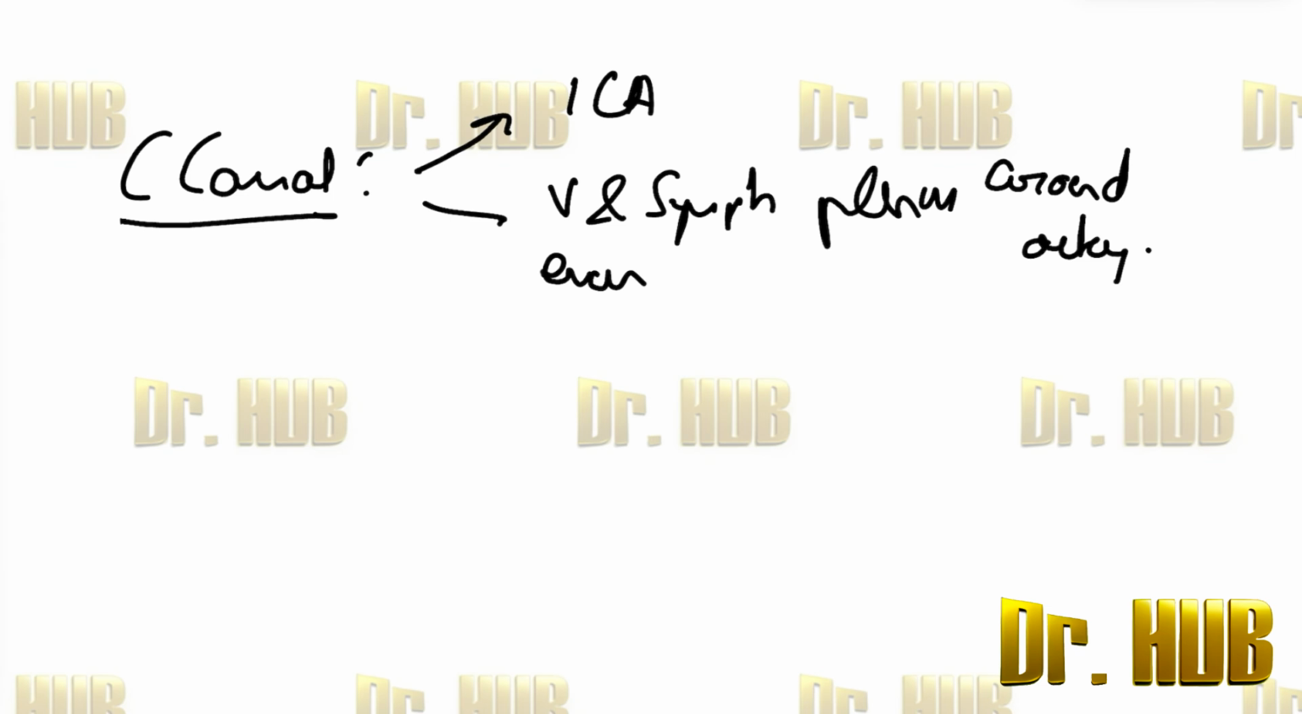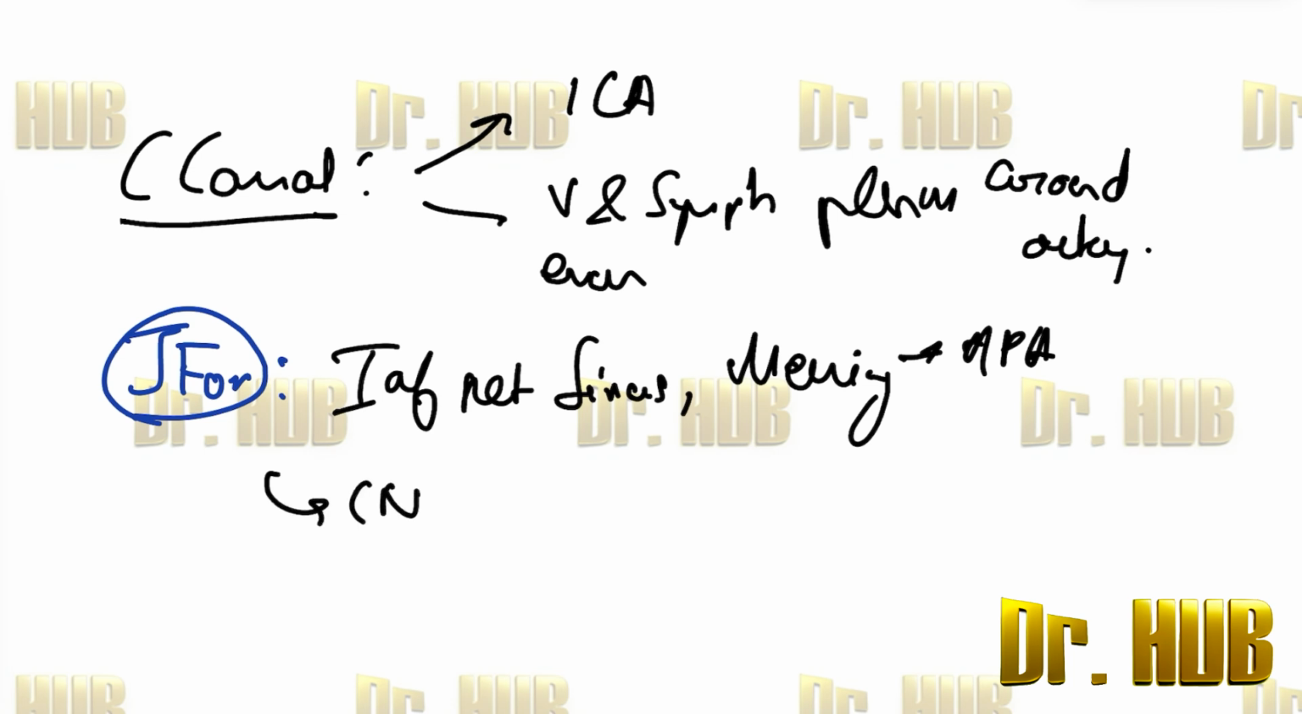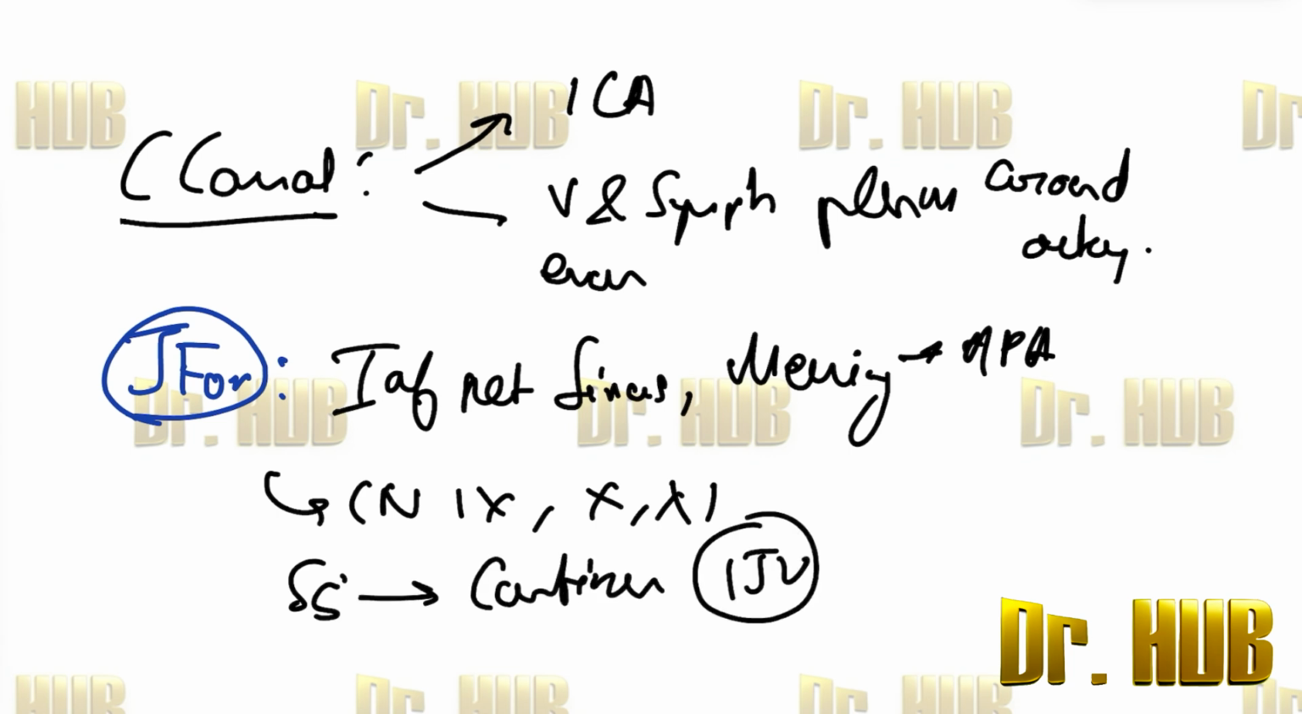Then we have the jugular foramen. The jugular foramen includes the inferior petrosal sinus and the meningeal branch of the ascending pharyngeal artery, then cranial nerves 9, 10 and 11, as well as the sigmoid sinus, the sigmoid sinus continuing as the IJV, that is the internal jugular vein. Next there is also the meningeal branch of the occipital artery.